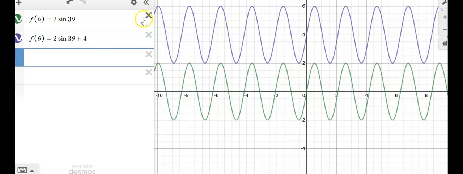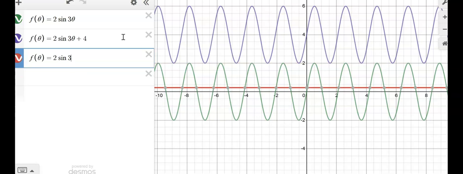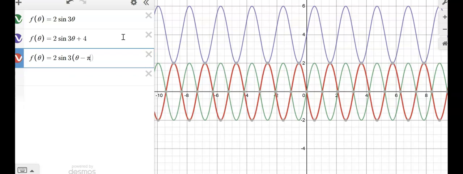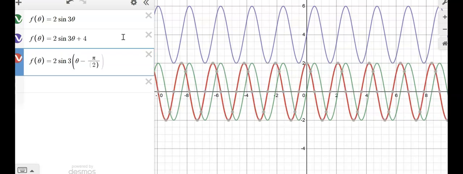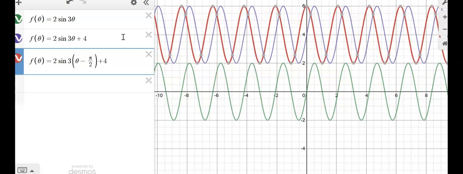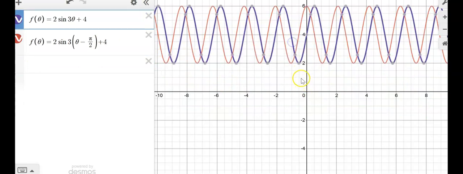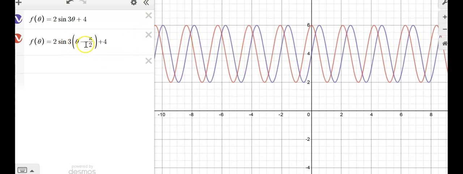Now that's very important. So function of theta is 2 sine 3. The horizontal shift is going to be in theta, so keep it in brackets: theta minus, if you remember, pi by 2. Close the bracket and then plus 4. And let's erase the parent function. Now what has happened? Please have a closer look.